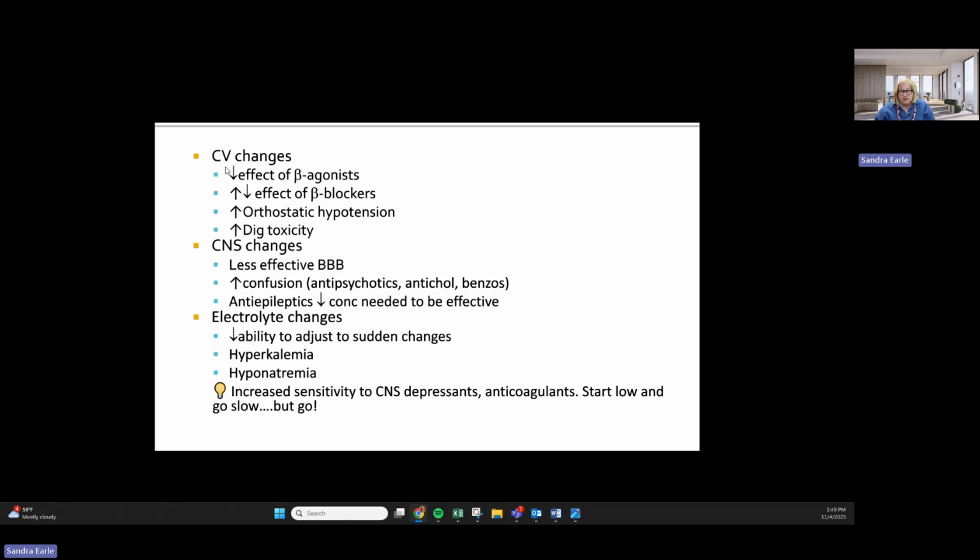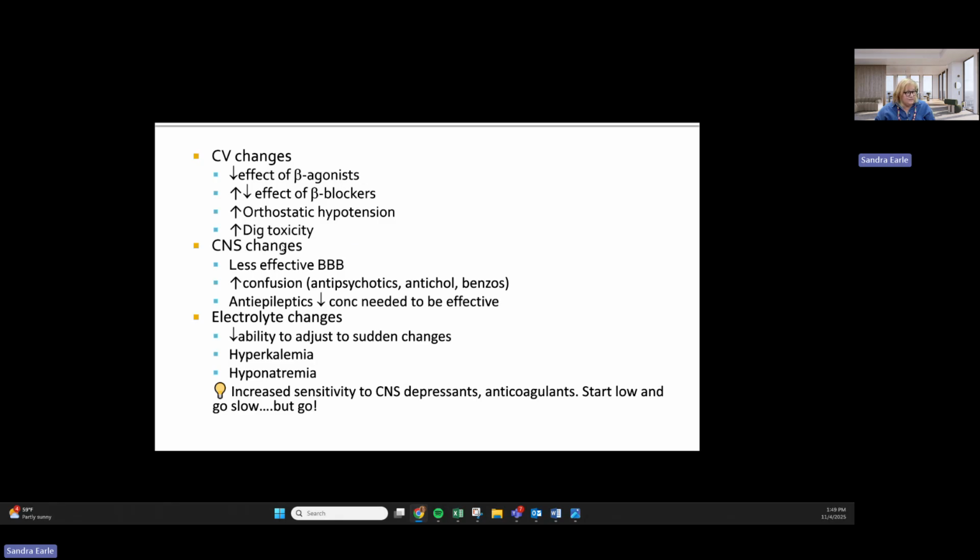So what do we see in the cardiovascular system? We'll see a decrease in the effect of beta agonists, and you can see either a diminished or enhanced response to beta blockers. Usually I've seen an enhanced effect of beta blockers because you have fewer available. But if you're on them for a while, you can actually induce the beta receptors to increase, but it doesn't happen as quickly in older patients. You have an increase in orthostatic hypotension, so you want to make sure that the patients are careful when they get up with particular drugs that will drop their blood pressure, and they're at a higher chance of digoxin toxicity because of age.